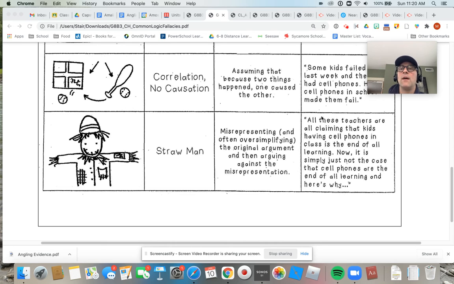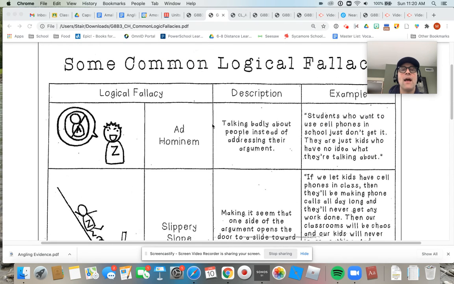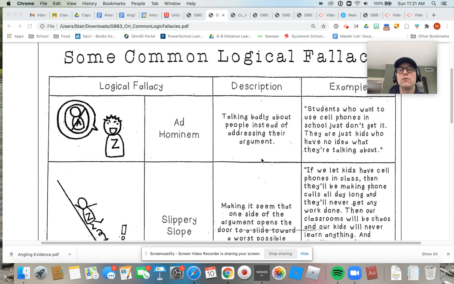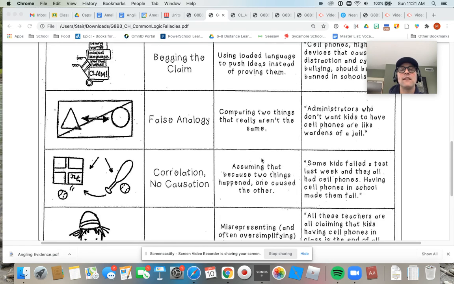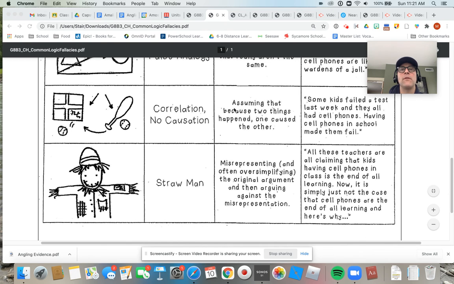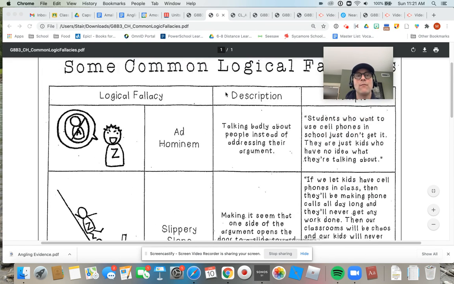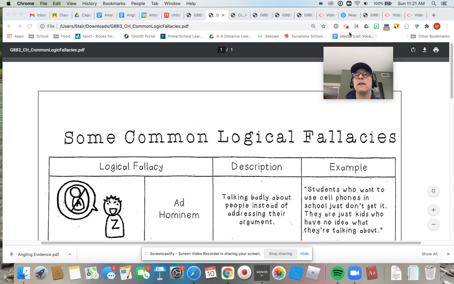The straw man. All these teachers are claiming that kids having cell phones in class is the end of all learning. Now it is simply just not the case that cell phones are the end of all learning, and here's why, right? This is probably not what they're arguing. In some ways, a straw man, the slippery slope, and what they call ad hominem, all of this is sort of connected. It's just essentially trying to insult or degrade your opponent or the other side without actually proving that your side is the better case. You have access to this document. These are things that we want to avoid in our papers.